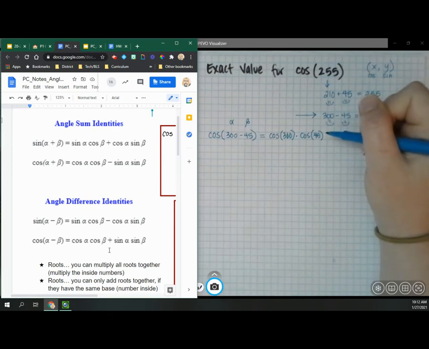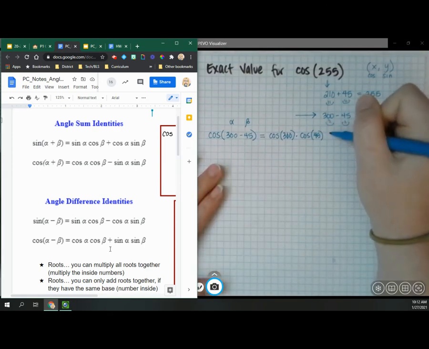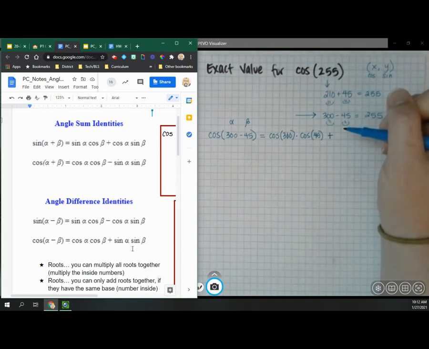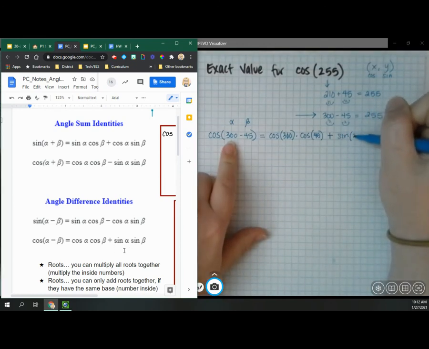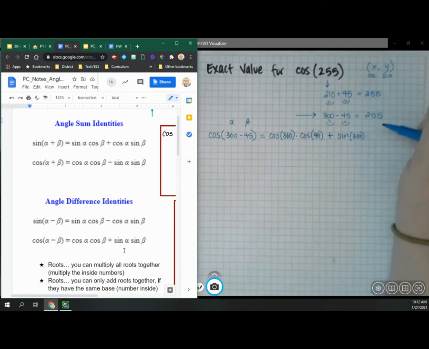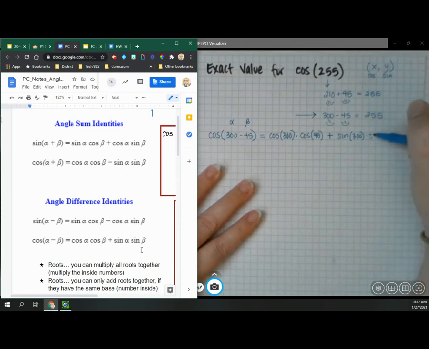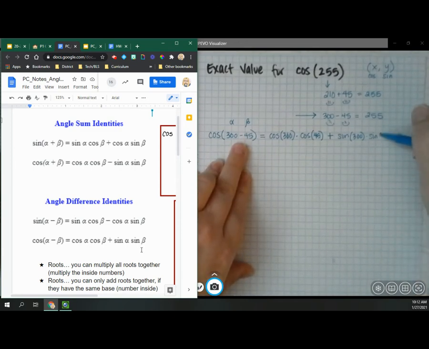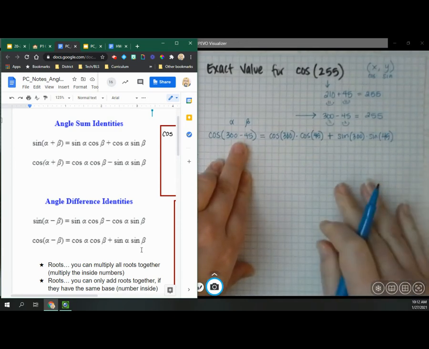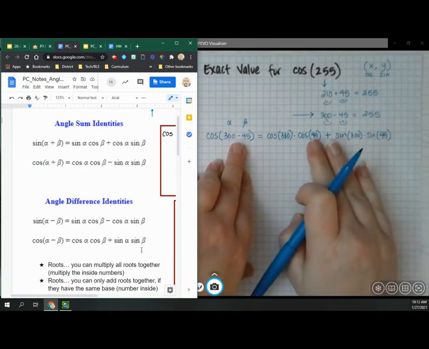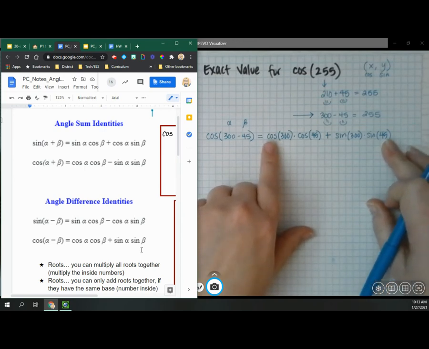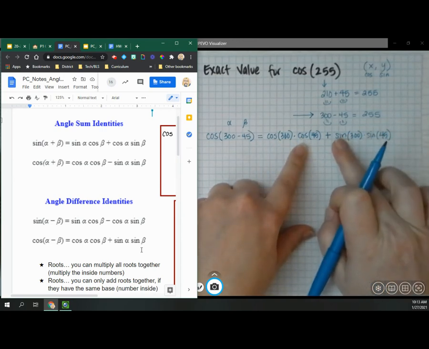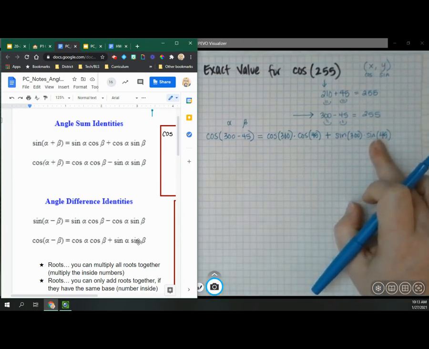Now let's look at that formula. There's a big plus sign. And then it says sine alpha, which is sine of the first angle being 300, times, because they're next to each other, sine of beta, which is sine of the second angle, 45. Now that I have used the formula, I'm going to go straight to the unit circle and find the x coordinates and the y coordinates for each one of those angles.